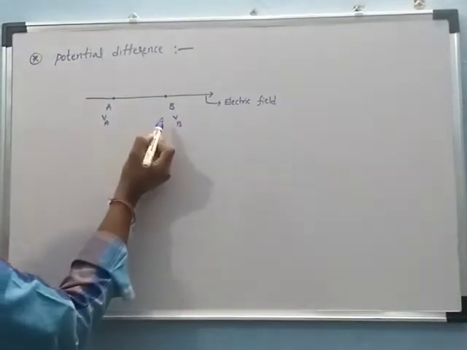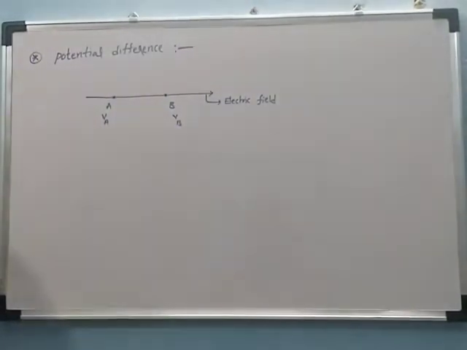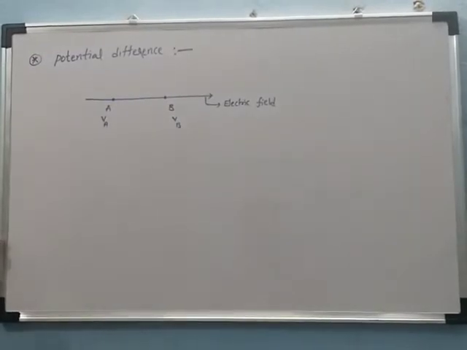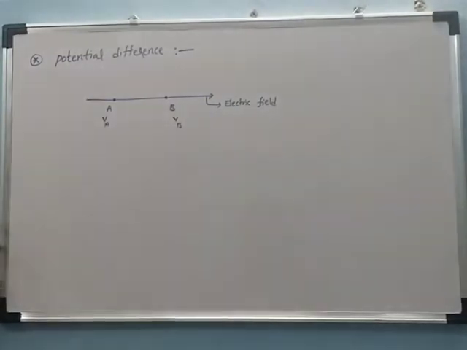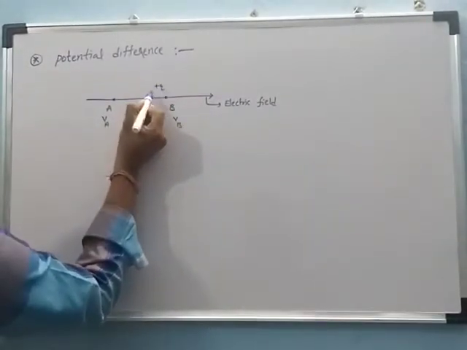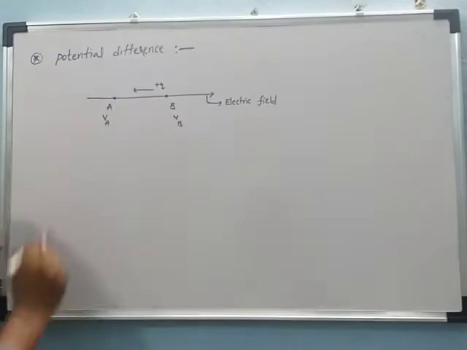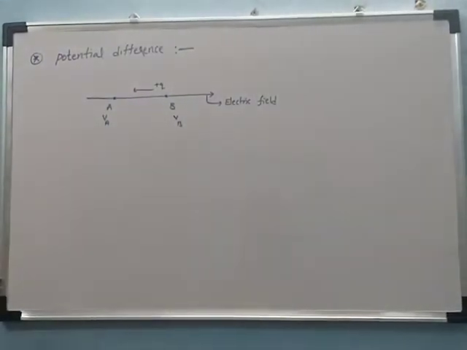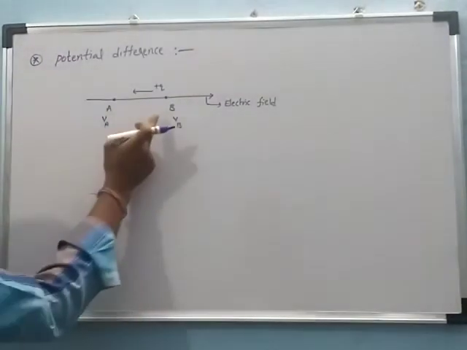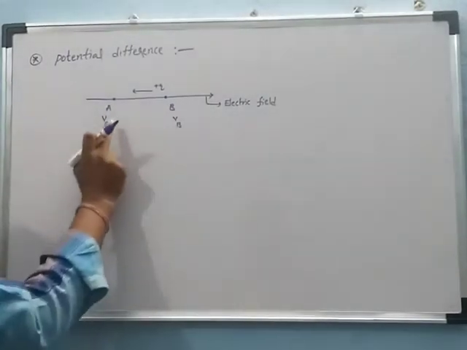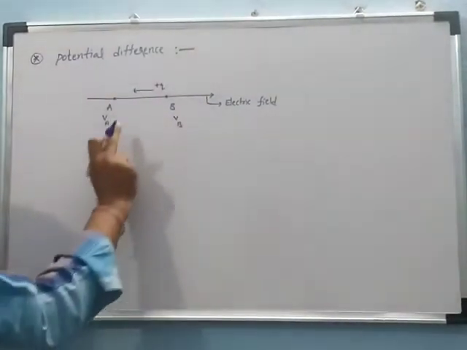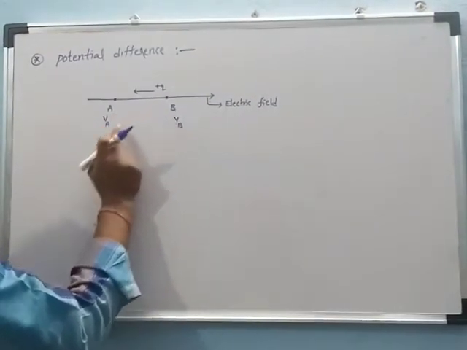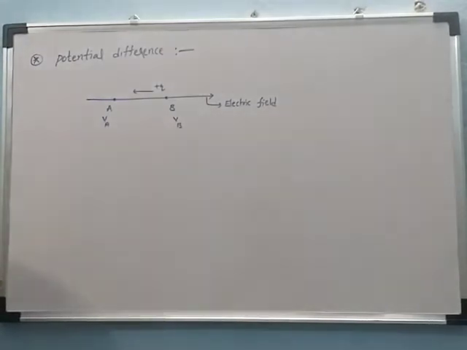Now here is the charge. We consider a unit positive charge moving from B to A. Some work is done when moving between A and B. Then the difference of the two potentials, at point A and point B, is called the potential difference.